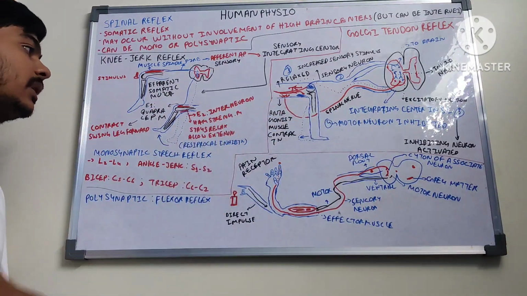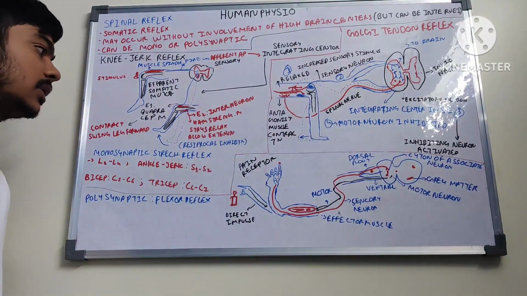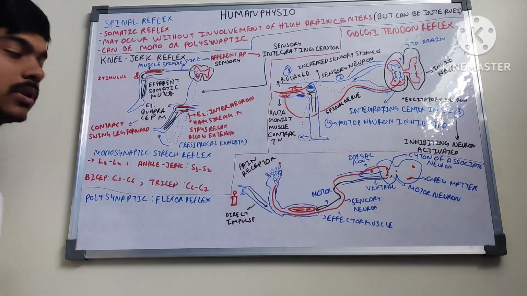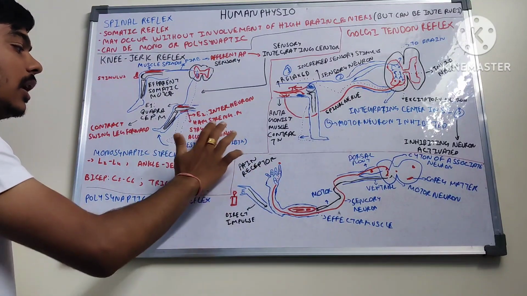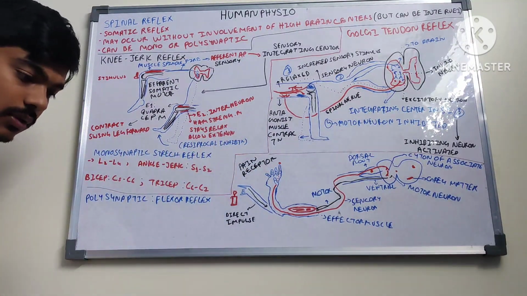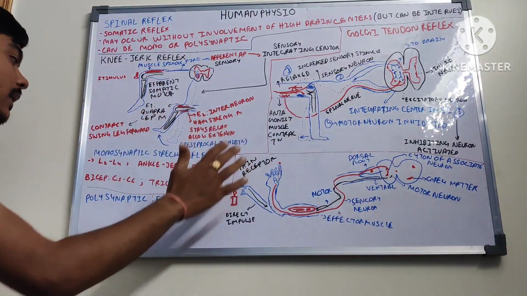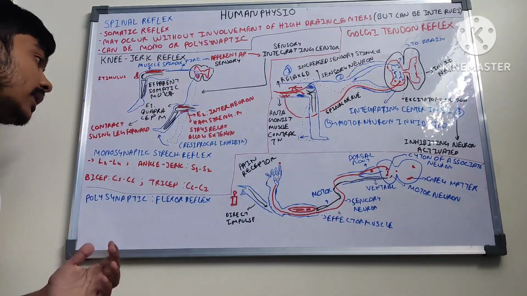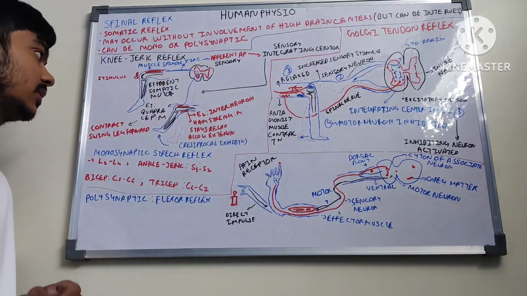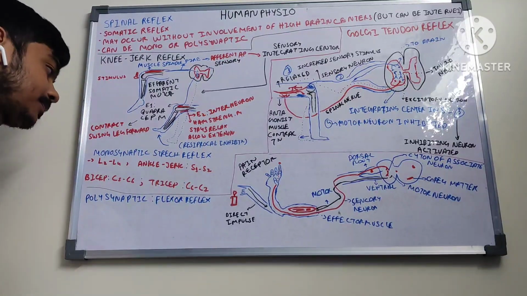In E2, an interneuron is involved. So it acts on the hamstring muscles and causes the hamstrings to stay relaxed, and it allows the extension, right? That's how the leg moves. So the hamstrings are relaxed and the quadriceps muscle is contracted. So the leg moves in the forward direction. This is what happens in the knee-jerk reflex.